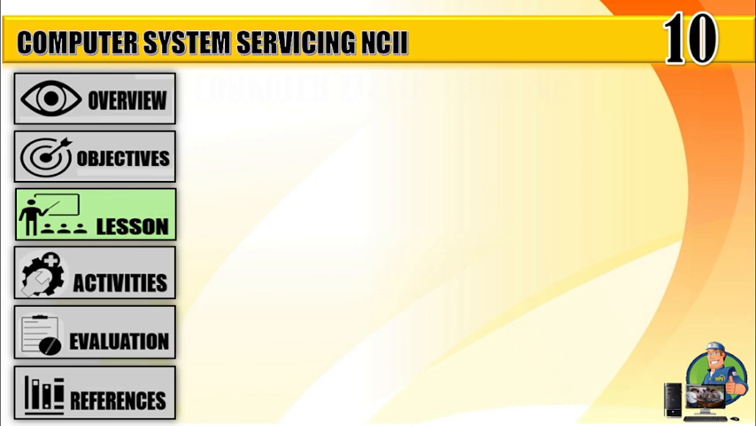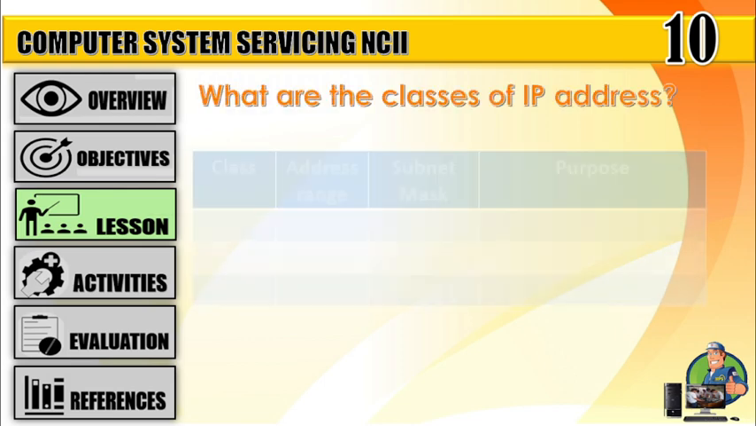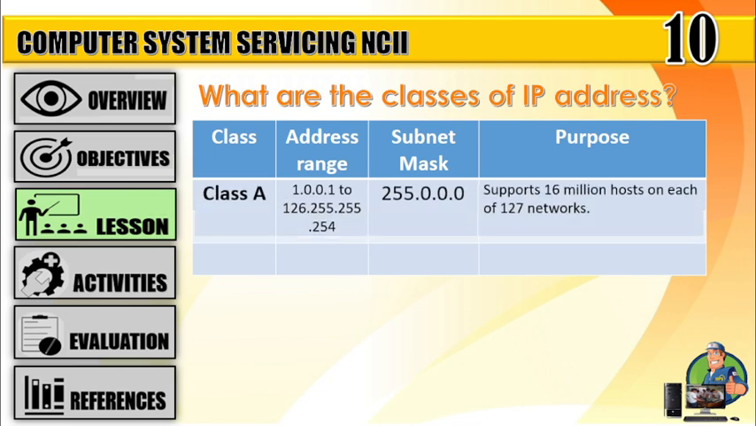What are the classes of IP address? Class A. Address range 1.0.0.1 to 126.255.255.254. Subnet mask 255.0.0.0. Purpose: support 16 million hosts on each of 127 networks.